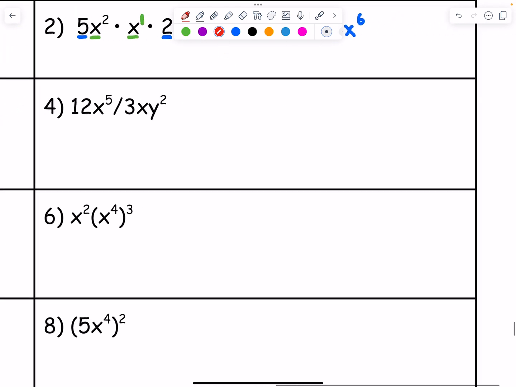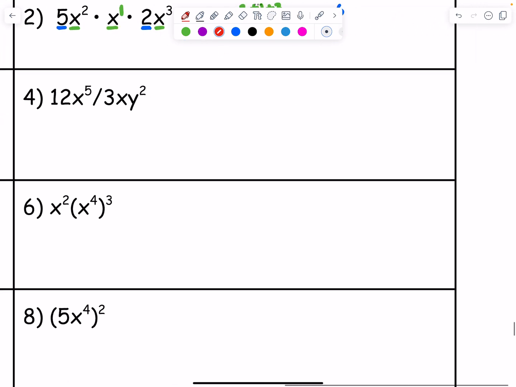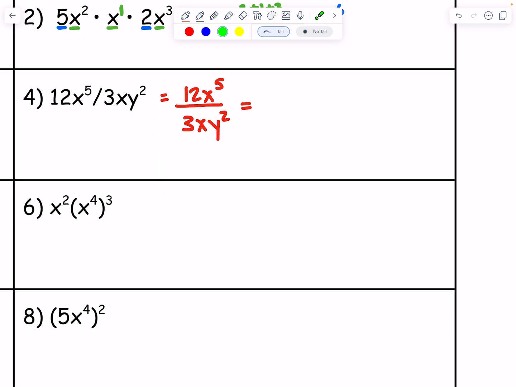All right, let's look at number 4. We have 12x to the 5th power over 3xy squared. So you want to divide numbers like you normally would, like 12 divided by 3. The rules have not changed for that part of this problem. We have just been talking about exponent rules which go along with your variables. But 12 divided by 3 would still be 4 over 1. So you don't change the rules for that part.